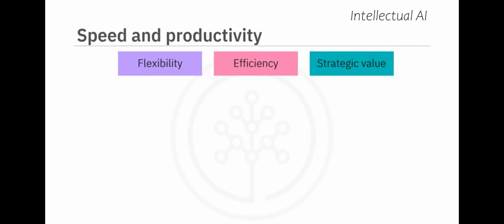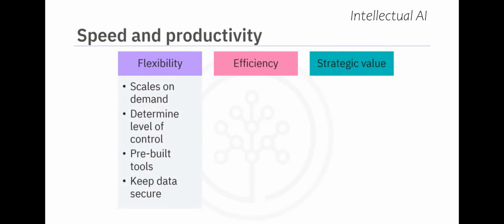Cloud gives us flexibility. Users can scale back or scale up services to fit their needs, customize applications, and access cloud services from anywhere with an internet connection. Cloud infrastructure scales on demand to support fluctuating workloads. Organizations can determine their level of control with as-a-service options. Users can select from a menu of pre-built tools and features to build a solution that fits their specific needs. And options like encryption and API keys help keep data secure.